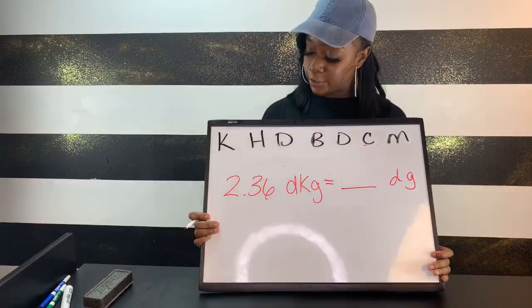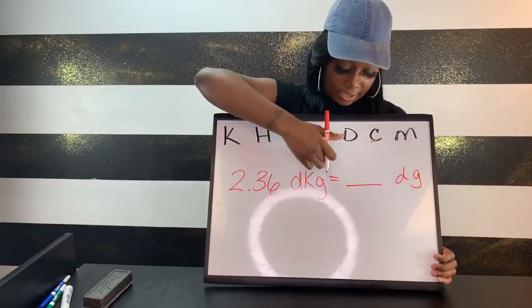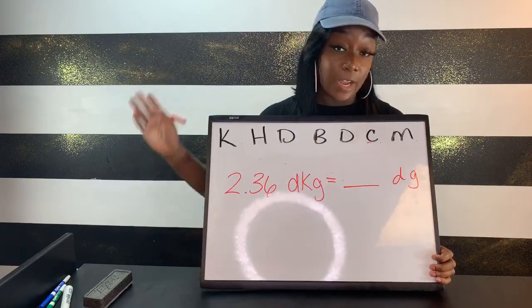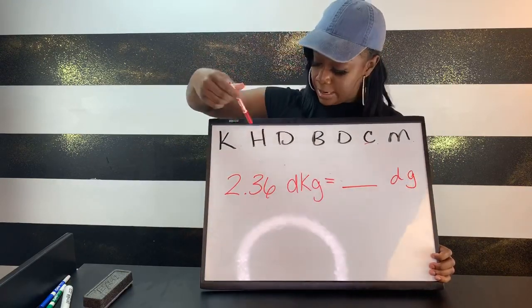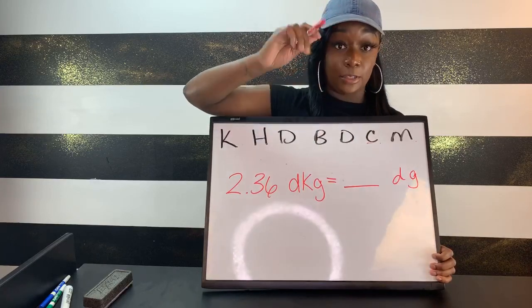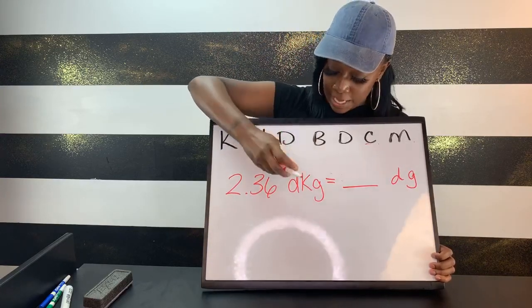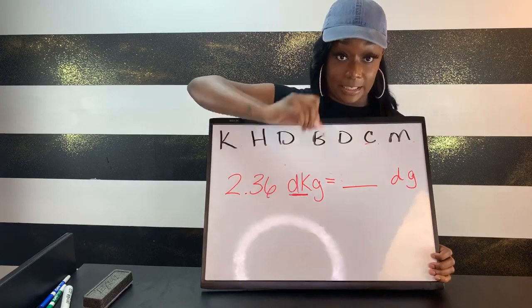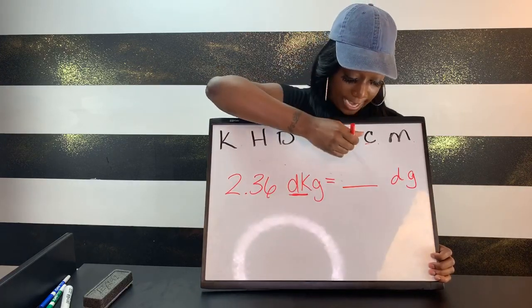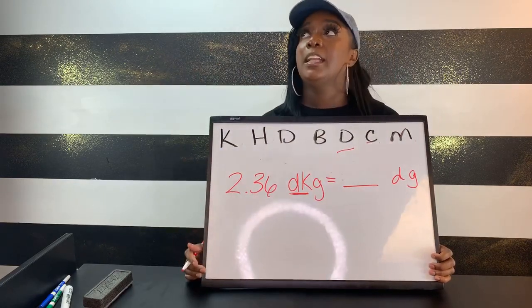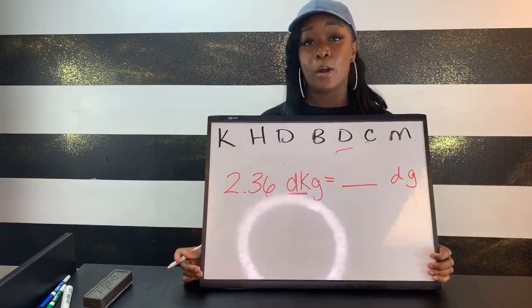All right, so I have 2.36 DKG is equal to how many DG? So you're like, oh my God, wait, I have 2 Ds. Well, if you guys remember, in our acronym, we also have 2 Ds. You got to know the difference. So our first D is Deca, okay? And that's why we have this DK here, because that's going to be Deca. Our second D is Deci. So here, it only has 1 D. That's the only thing that I think sometimes people have a hard time with.